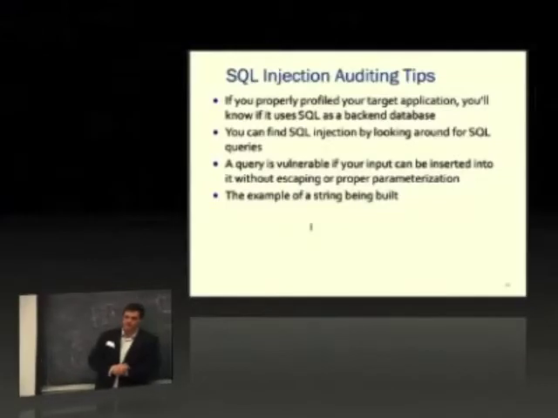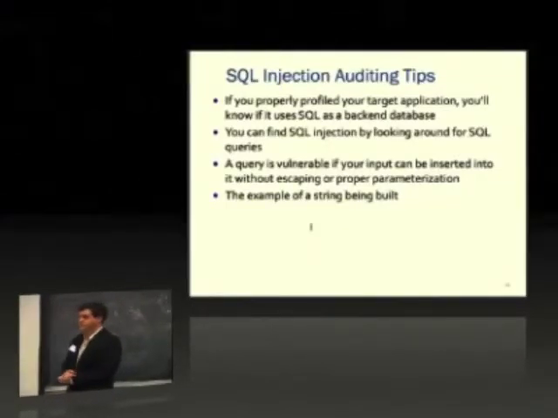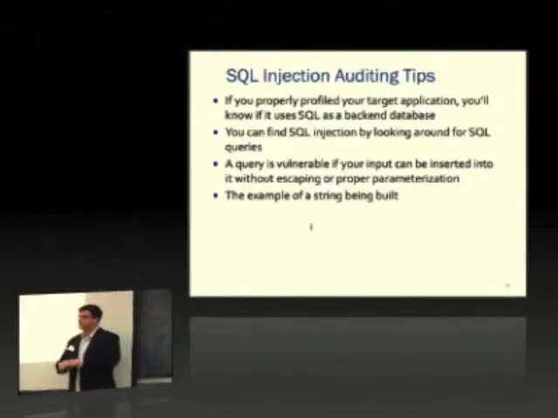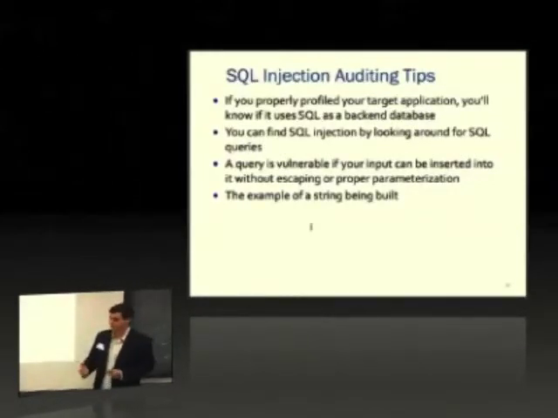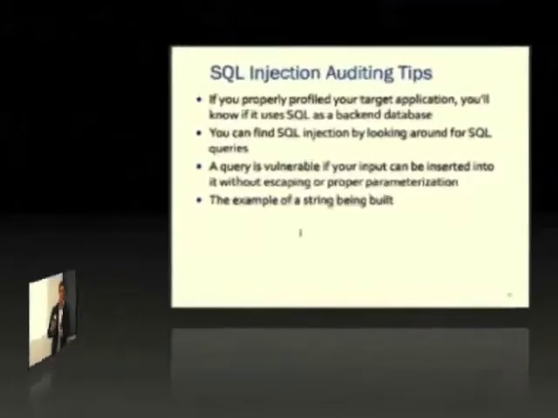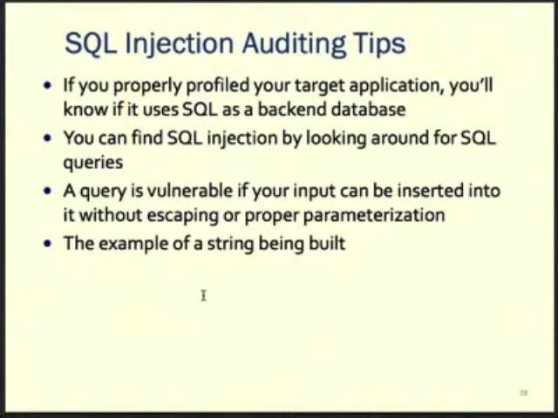All right, so some auditing tips. If we properly profiled the application like we wanted to, we saw where the input is, we saw where the output is, and we looked at the resources. We consider the database a resource, so it's something used by the application. It's a target of an attacker. It could be the end goal of the attacker. It could be something used by an attacker to leverage their access.